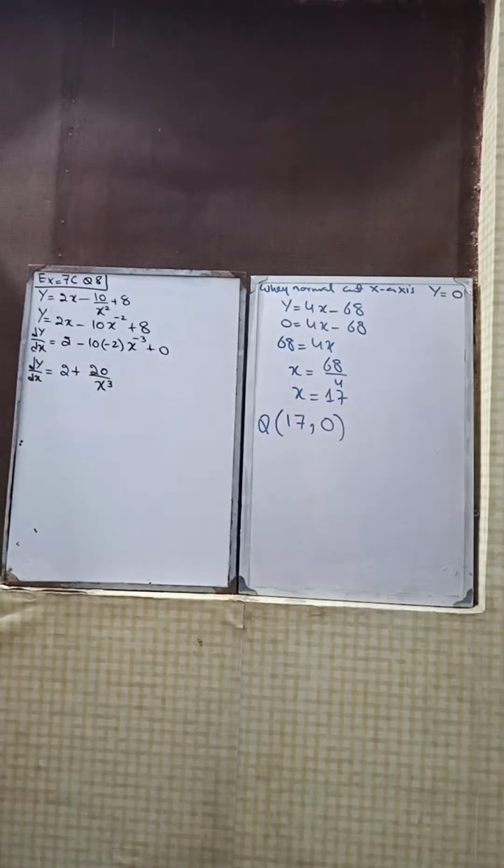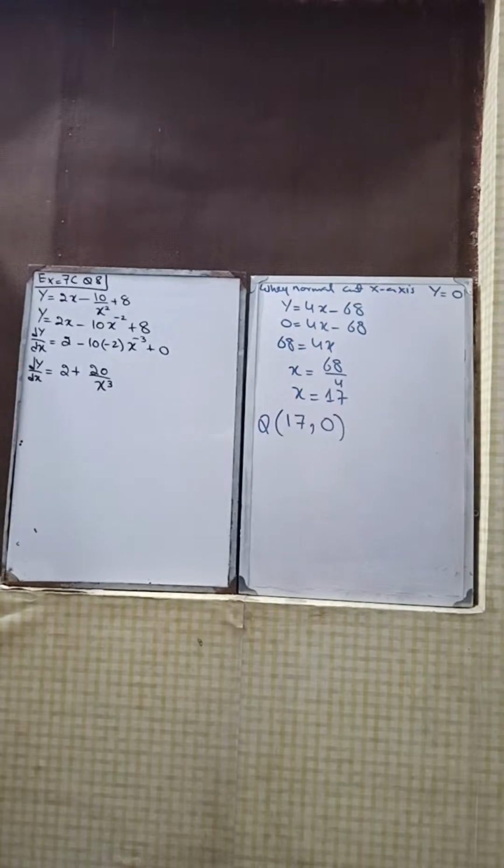They asked us to find out the expression for dy by dx. This is the A part of this question. Let me check from the book. It says 2 plus 20 divided by x cubed. Oh, yes, the A part is correct. Okay, then the B part.